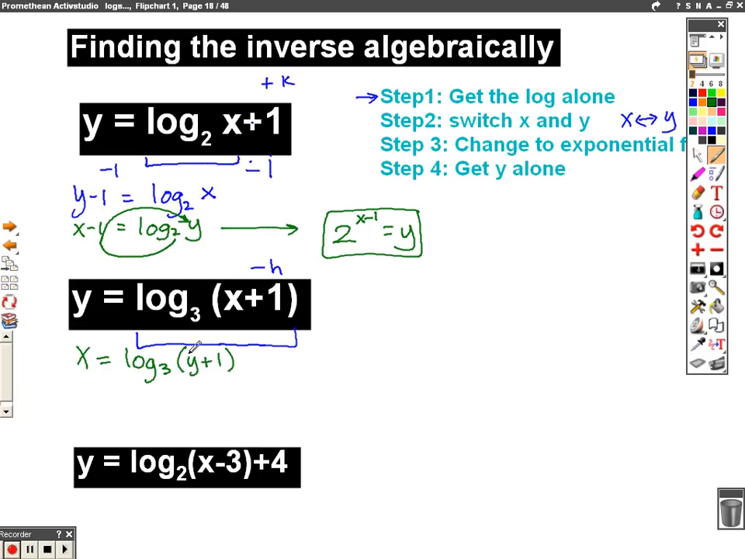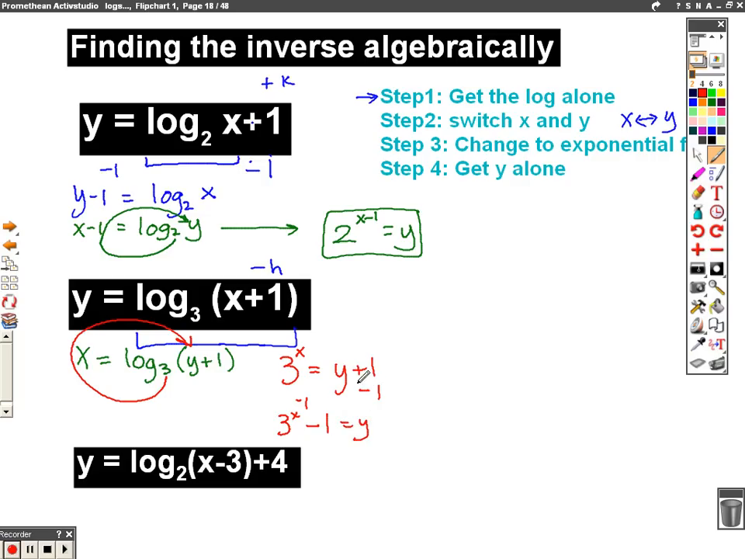Notice I was careful to put my parentheses. I need to change to exponential form. So I'm going to take that 3. 3 is my base. 3 to the x power equals that. So 3 to the power of x equals y plus 1. And in this case, y isn't all by itself. I need to subtract 1 off, and I get 3 to the x power minus 1 equals y.